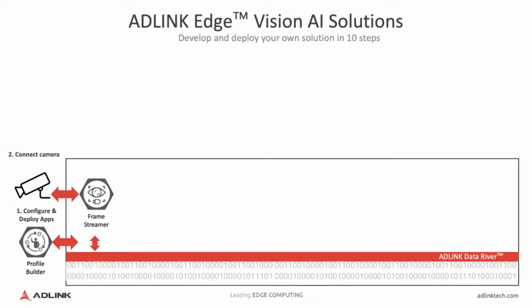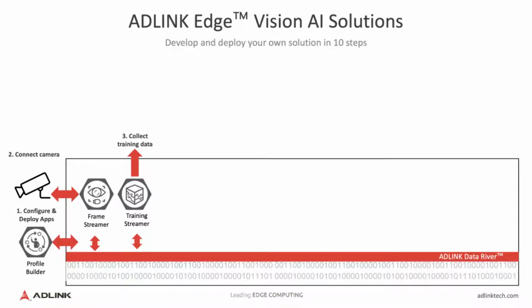By configuring what you want to connect to, the FrameStreamer acquires the images from the camera and makes this live video feed available on the ADLINK data river. So that's really the first step of the solution, and that means that now the camera footage is available for all the other apps on the device, and even outside the device.